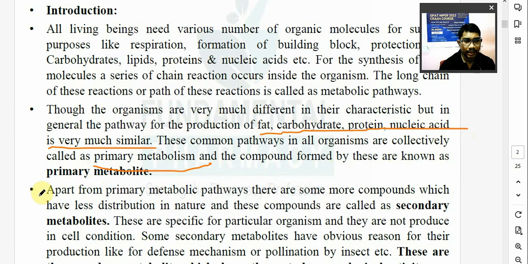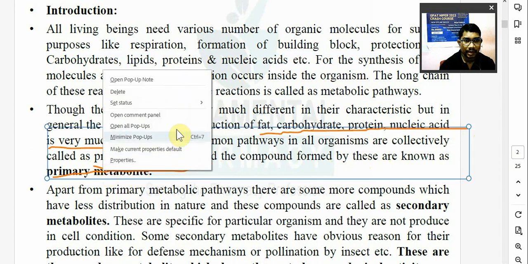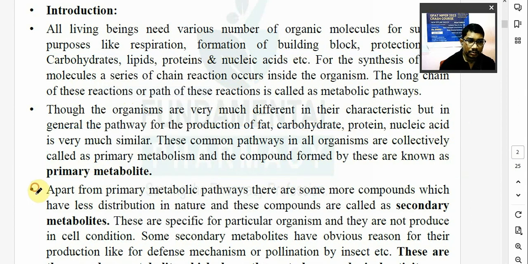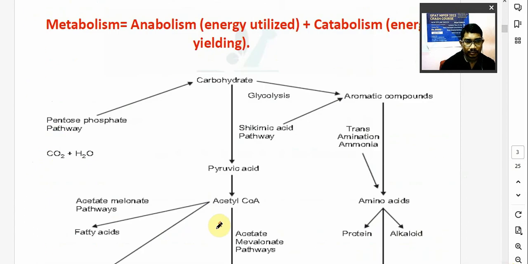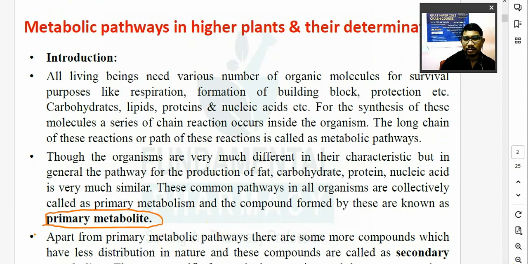Apart from primary metabolites, apart from primary metabolic pathway, there are some more compounds which are less distributed in the nature. ये जो है आपके primary metabolites, they are most abundant in the nature, they are widely distributed. But there are certain other pathways, other compounds which are less distributed in the nature, and these compounds are known as secondary metabolites in the plant. The pathway for production of secondary metabolite is known as secondary pathway.